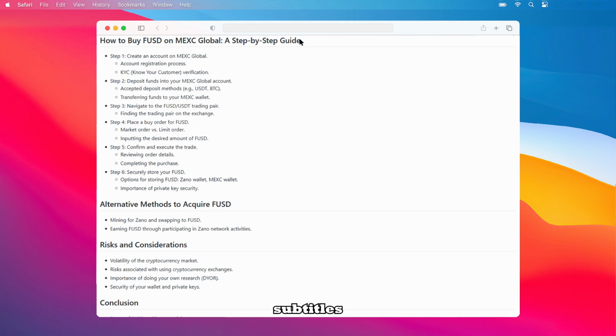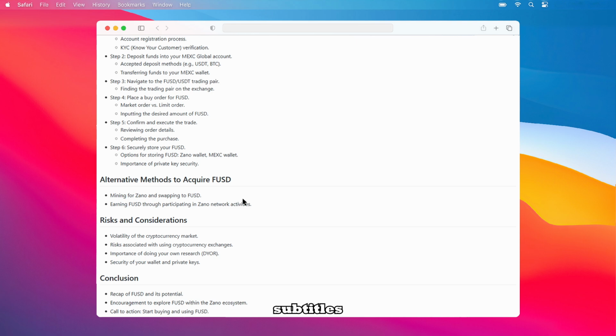You have options like the Zeno wallet or the MEXC wallet, but always remember the importance of protecting your private keys. There are also alternative methods to acquire FUSD, such as mining for Zeno and swapping your Zeno to FUSD, or earning FUSD through participating in various Zeno network activities.